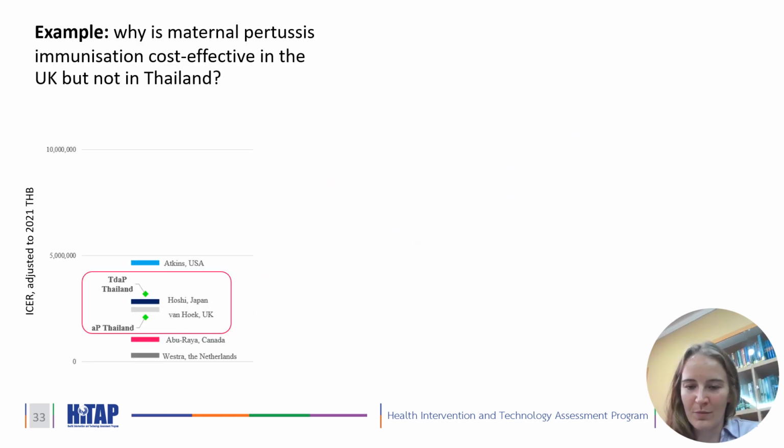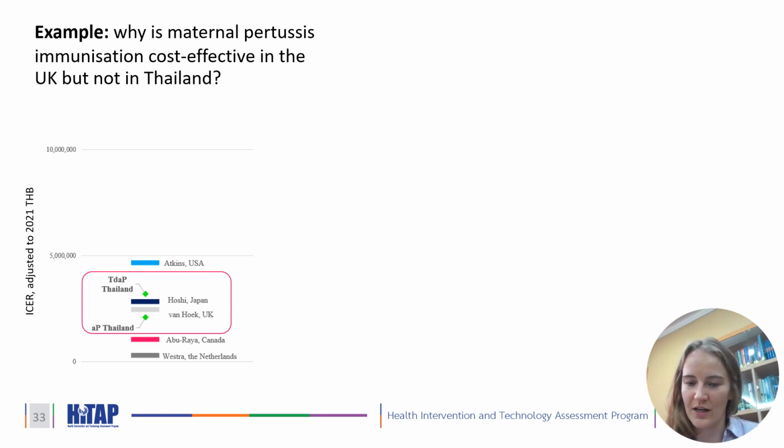So one of the questions that we had when we first ran this analysis: lots of other countries were finding that maternal pertussis immunisation is cost effective. So Canada, the UK, the US, New Zealand, I think Japan as well, they were all finding that it was actually cost effective to introduce maternal pertussis immunisation. We were finding that it's not cost effective at all.